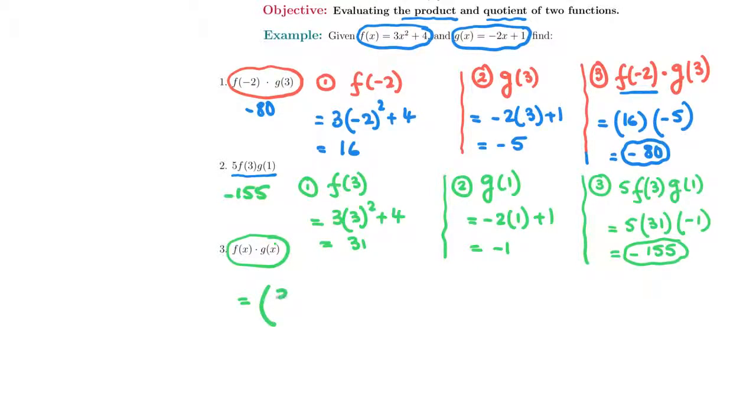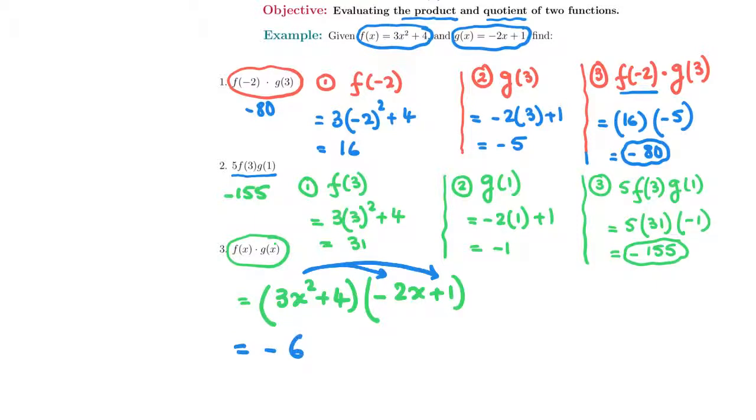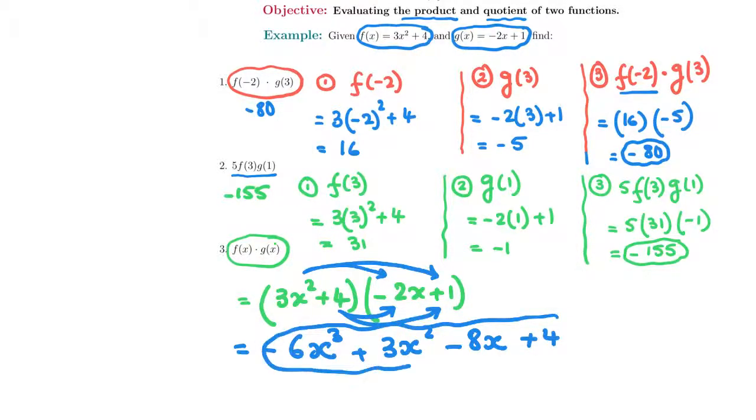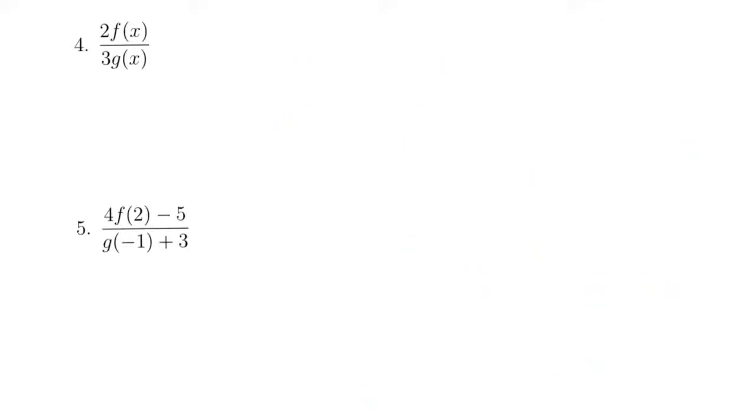Finally, this part is just the multiplication of the function f of x in general. So it will be 3x squared plus 4 that we multiply by g, which is minus 2x plus 1. And we can do this multiplication by distributing. So we can see that it will give us minus 6x to the power of 3, and then plus 3x squared, then minus 8x, and finally this times this will be plus 4.